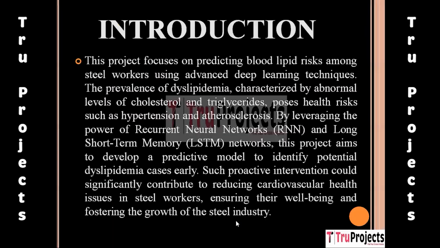Introduction. The project aims to predict blood lipid risks among steel workers using deep learning techniques. Dyslipidemia, characterized by abnormal cholesterol and triglyceride levels, poses health risks like hypertension and atherosclerosis. By utilizing recurrent neural networks and LSTM networks, a predictive model can identify dyslipidemia cases early, reducing cardiovascular health issues, ensuring well-being and fostering industry growth.